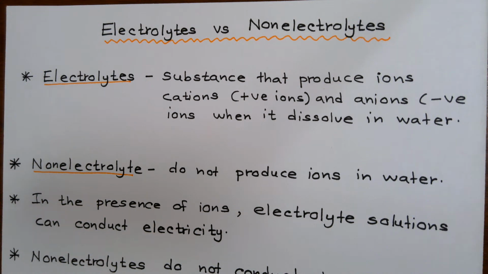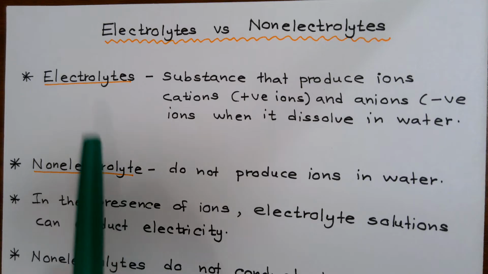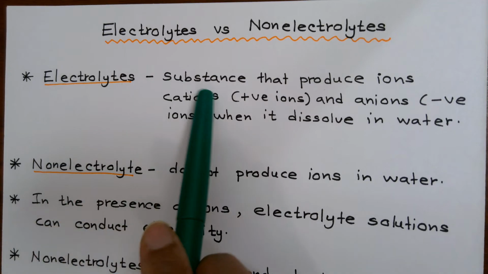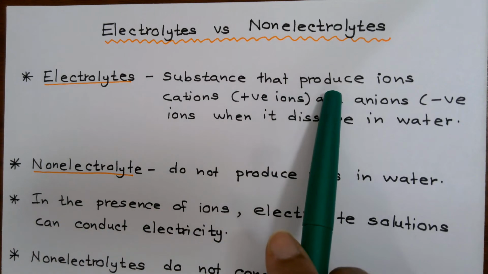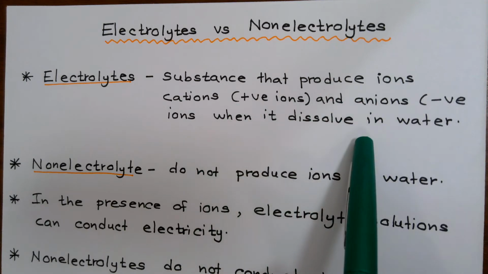Hello everyone. Today we discuss electrolytes versus non-electrolytes. Let's see what is the difference between electrolytes and non-electrolytes. Electrolytes are any substances that produce ions. Ions means cations and anions when it dissolves in water.